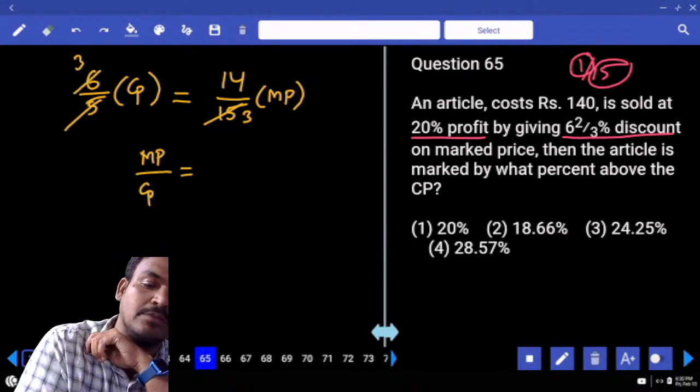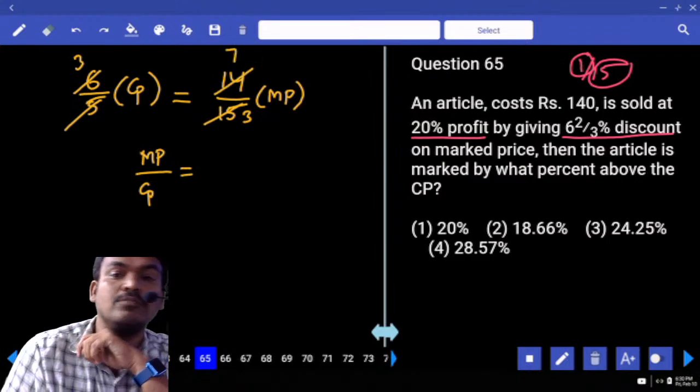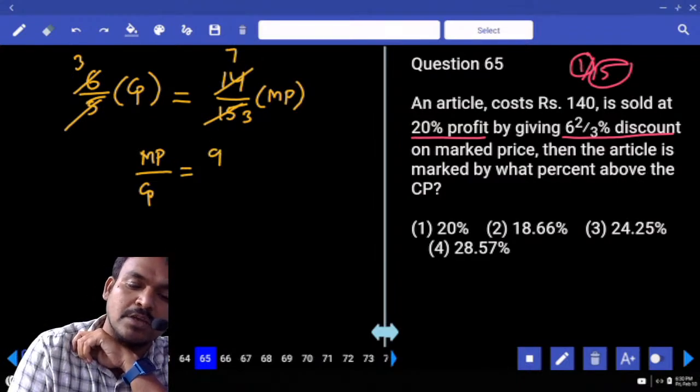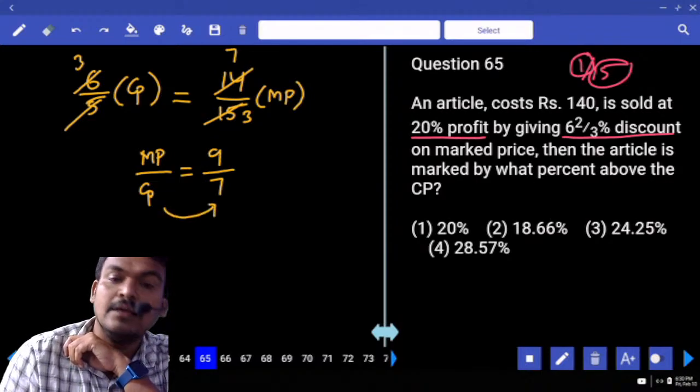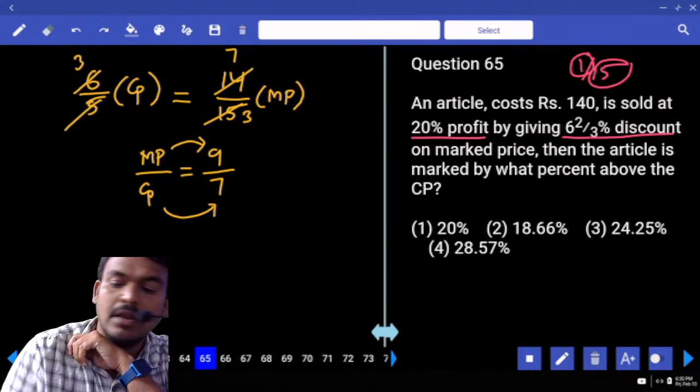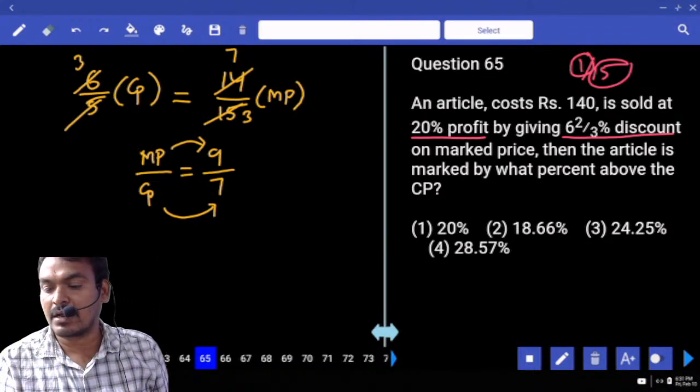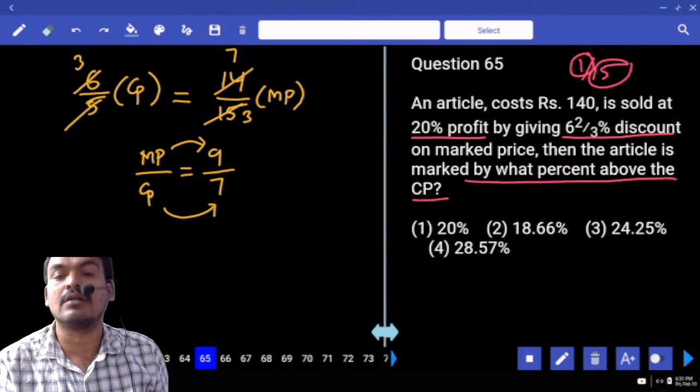6, 3 times. 2, how many times? 7 times or not? Then market price by cost price equals 9/7 or not? CP how many parts? 7 parts. Market price 9 parts. What is the question here?